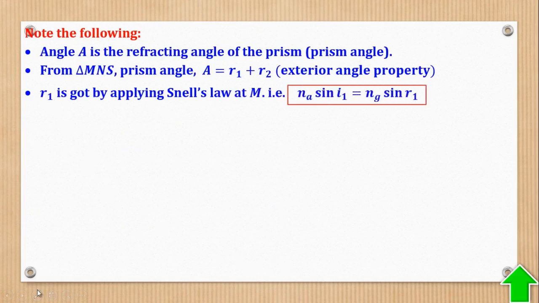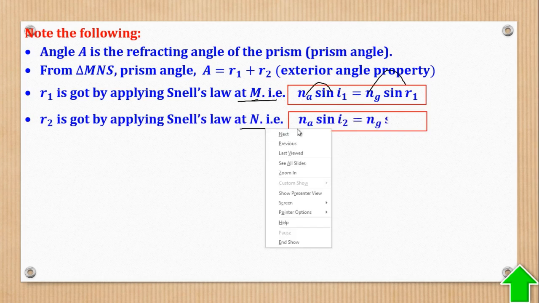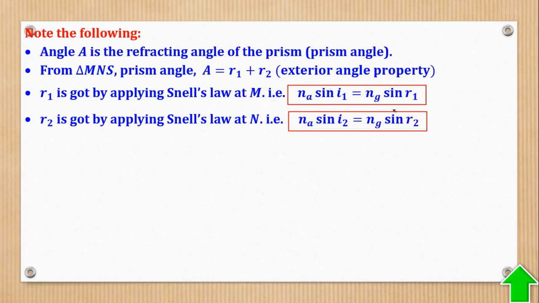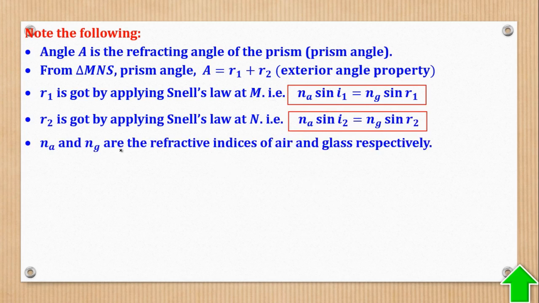Then R1 is got by applying Snell's law at M. Like I told you, Snell's law will be used more frequently in this video. Actually, in every calculation there is Snell's law, so you have to know how to apply it. When I apply Snell's law at M, I'll come up with Na sine I1 is equal to Ng sine R1. Then also R2 is got by applying Snell's law at N, where Na sine I2 is equal to Ng sine R2, where Na is the refractive index of air and Ng is the refractive index of glass.